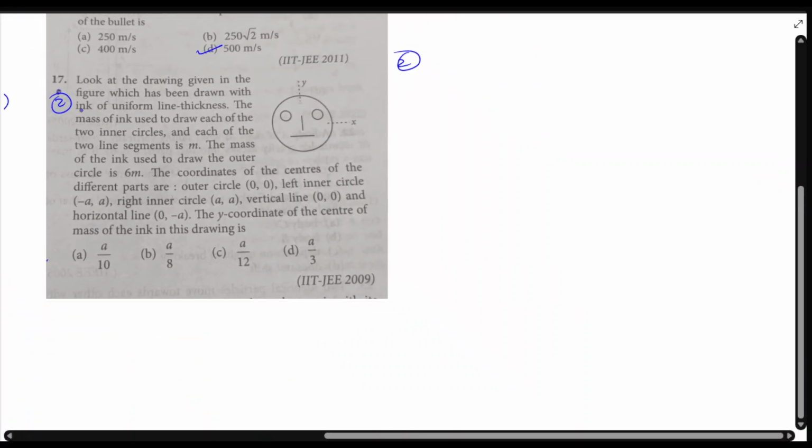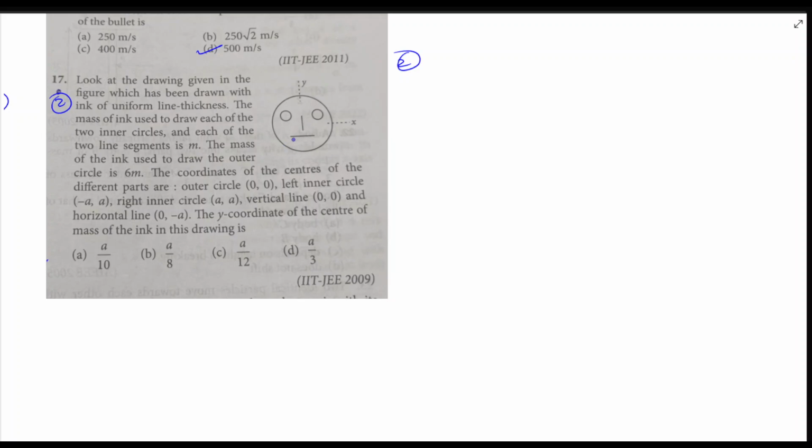Now this is quite a famous question, and easy, of course. We have these axes, and this is the center, and this is a rod. Let me rub this. This is the origin. The coordinates of the centers of the different parts are given like this. We have to find the y coordinate of the center of mass. So this will be simple.